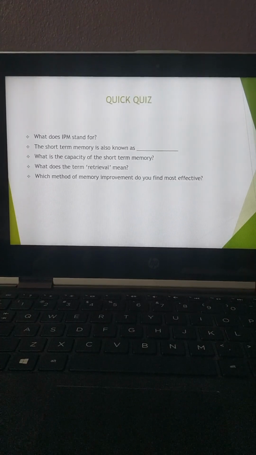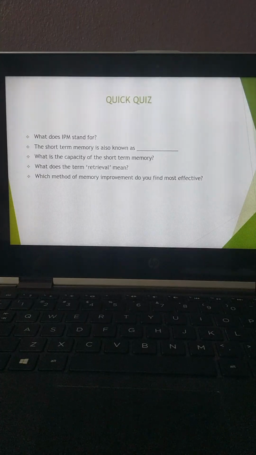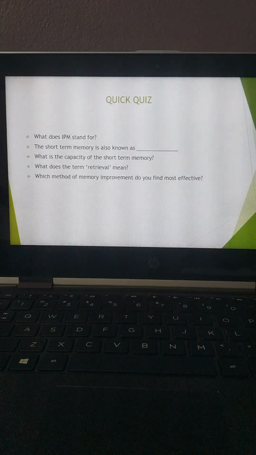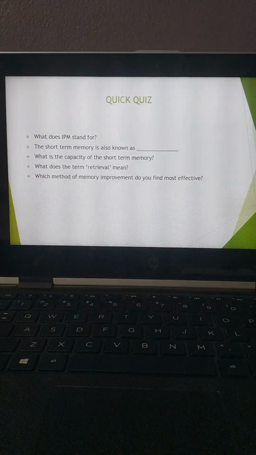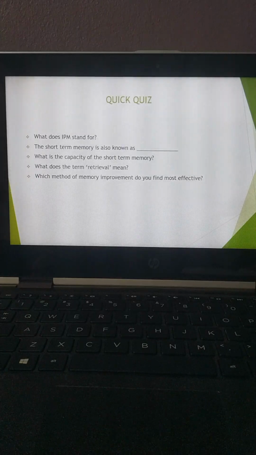Let's move to the quiz. The first question is, what does the IPM stand for? The IPM stands for Information Processing Model. Please do not forget. The short-term memory is also known as the working memory. If you come across this question, please remember that the short-term memory is also known as the working memory.